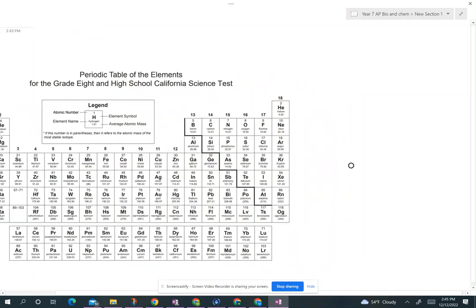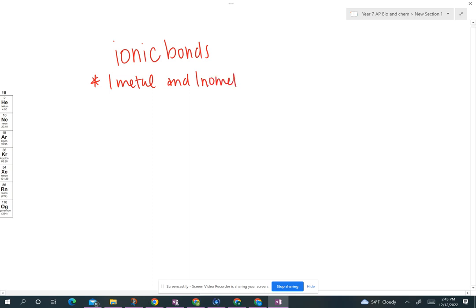I'm going to start off with ionic and covalent, and then we'll work on the final from there. Okay, so we're going to start with ionic bonds. And you have to remember that ionic bonds are between one metal and one non-metal. So that is the way that you will be able to distinguish if you have an ionic bond.